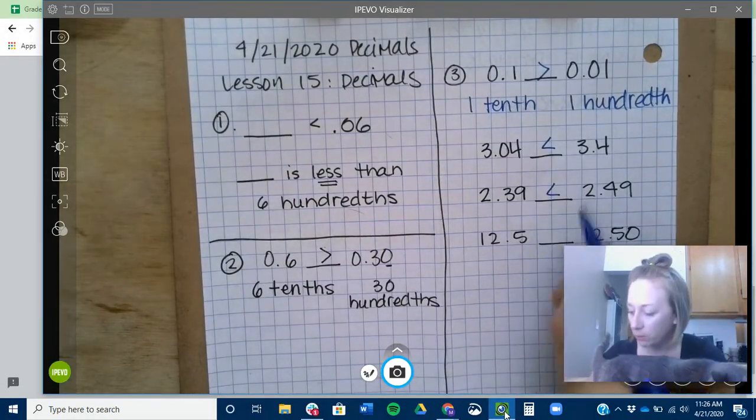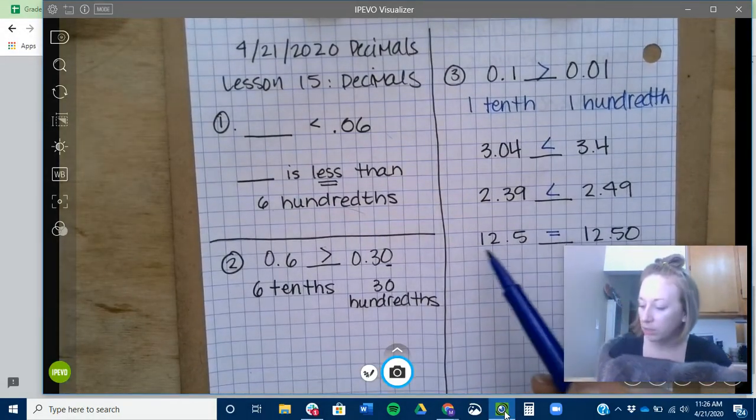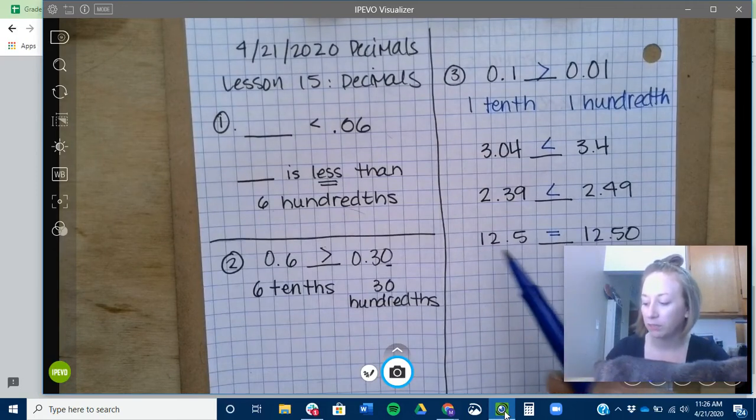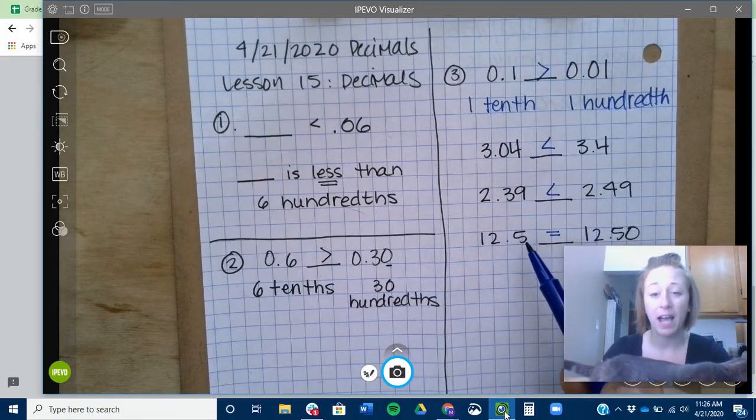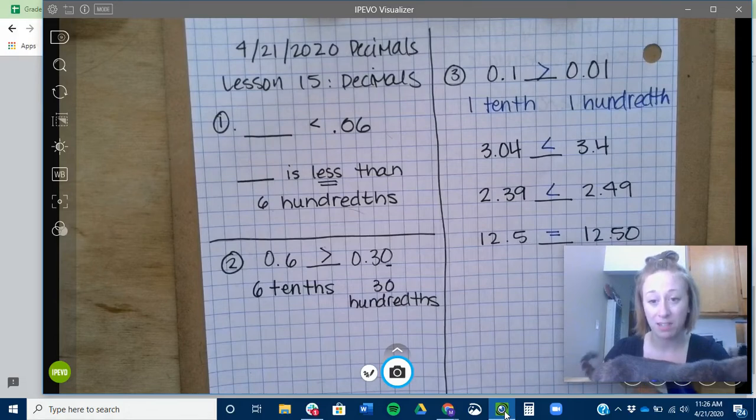These values are equal to each other. If this were $12 and 5 dimes, well, 5 dimes is the same as 50 cents.